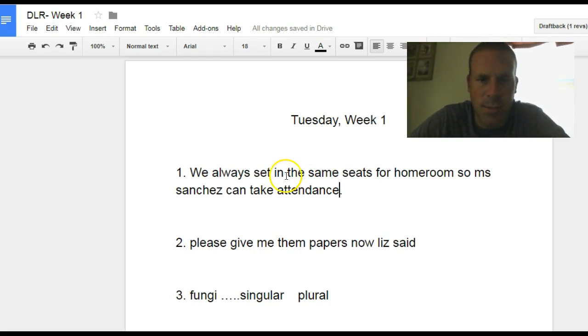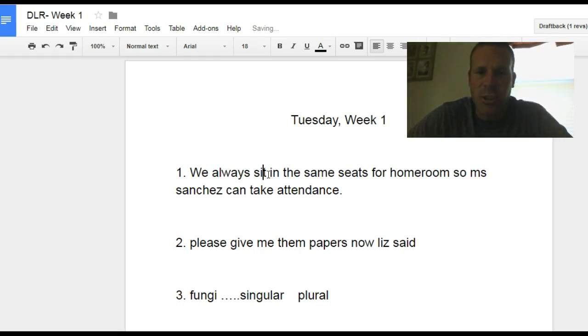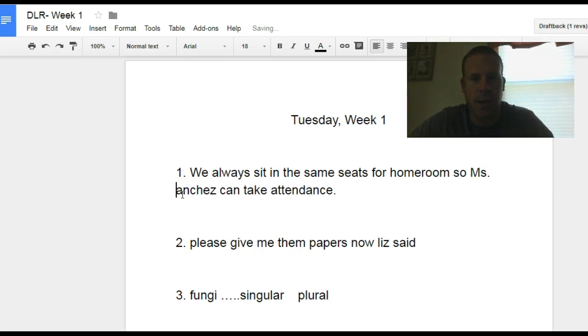We always sat in the same seats, but we don't always sat, we always sit. When you're actually sitting down, you say sit. If you take an object and put it on a table, then you set something down, okay? But when it's you, you are sitting. In the same seats for homeroom, so Miss Sanchez, she's going to get capitalized because the Miss counts as part of that proper noun, that proper name, and so a little period there after Miss, and then Sanchez should be capitalized.